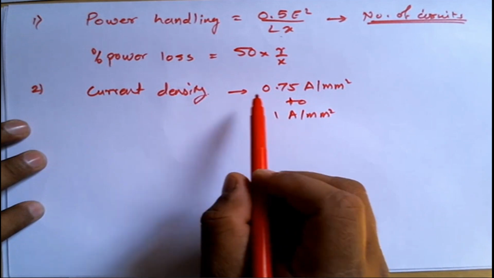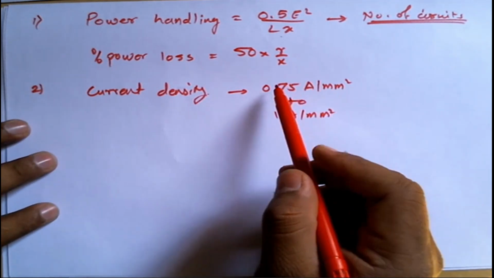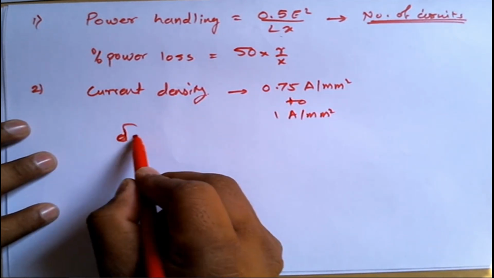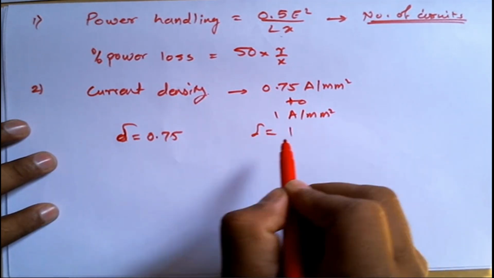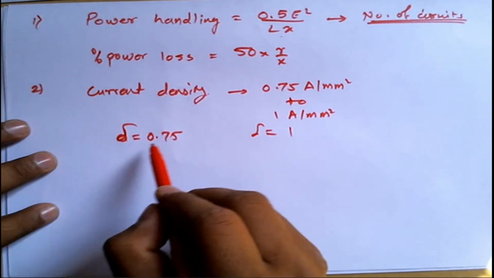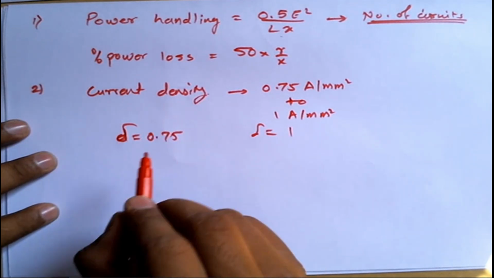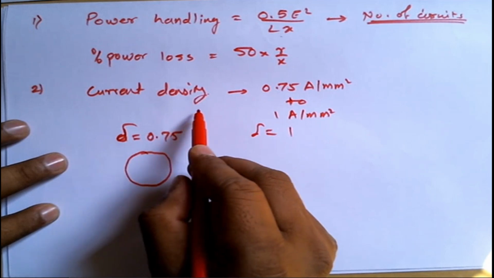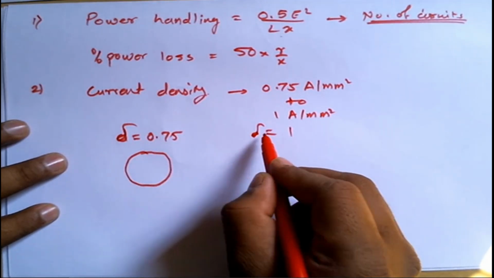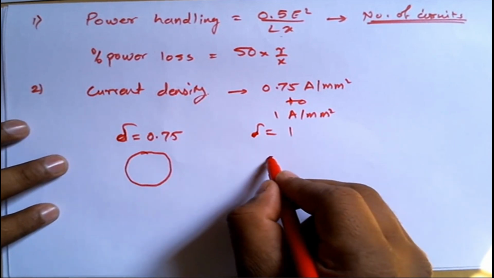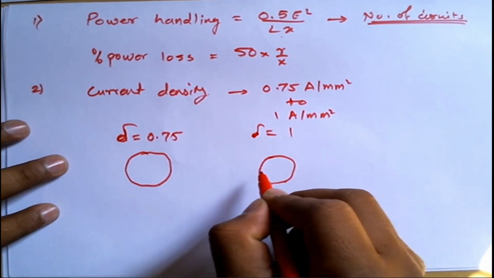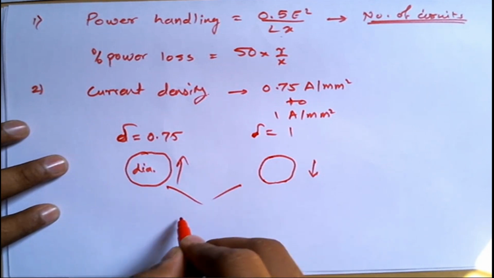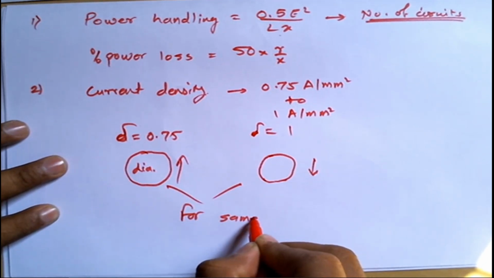See what is happening at these lower values for carrying the same amount of current. Let us suppose current density delta is considered as 0.75 in one case, and 1 in another case. So for lower values, for carrying the same amount of current, the conductor should have a larger diameter. If we go for higher current density, for the same amount of current, the conductor diameter or cross section is lesser. Here it is greater diameter, and this is for the same amount of current. Keep in mind.